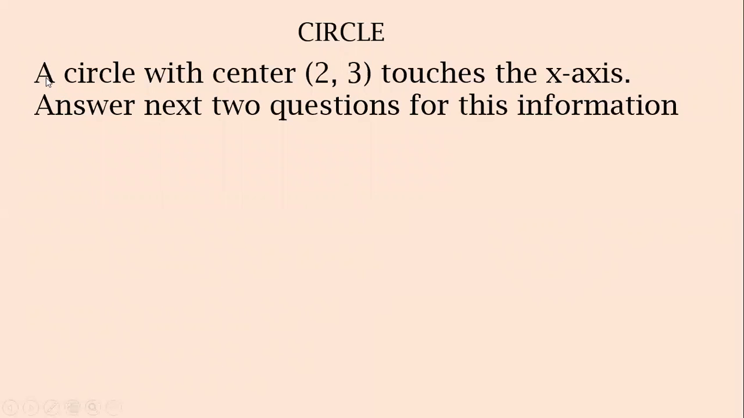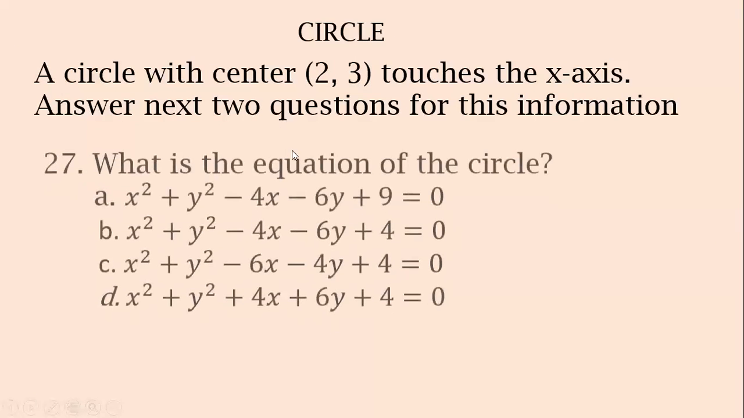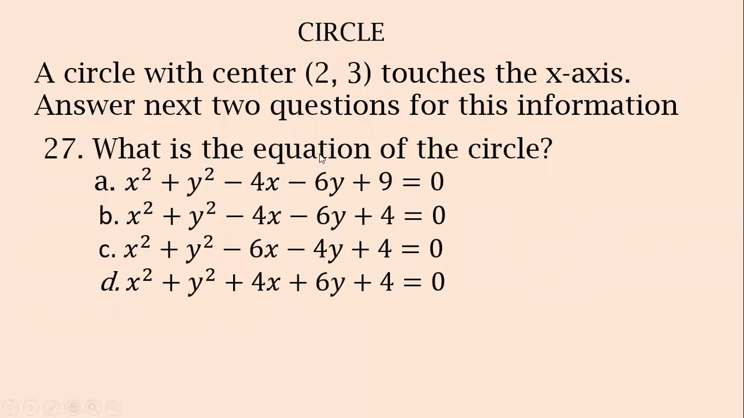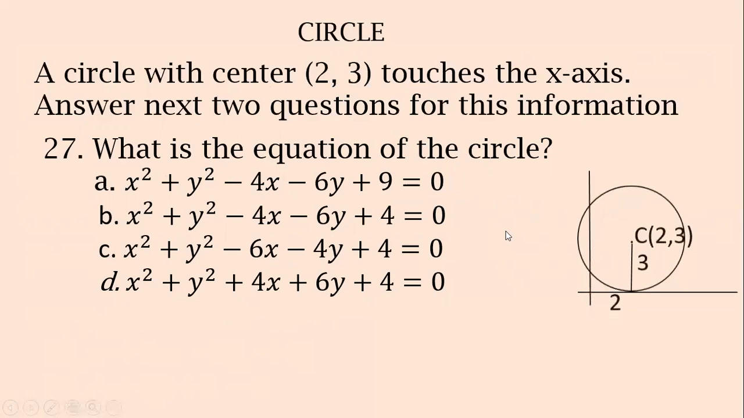Now a circle with center 2, 3 touches the x-axis. With this information we have to answer the next two questions. What is the equation of the circle? Firstly, we have to find out the equation. In 27, see the figure. This is center 2, 3 and it touches the x-axis. So from this, we can decide what the radius is.